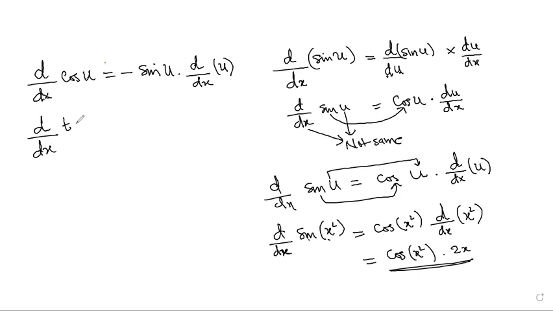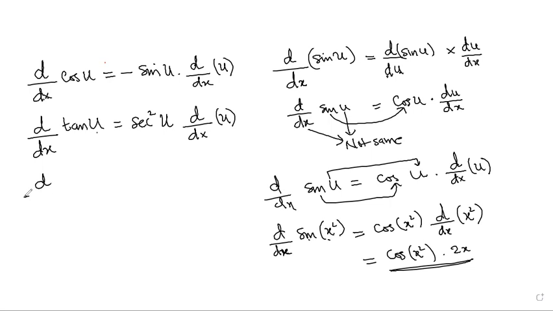Derivative of tan u. It will be sec square u. Tan will change to sec square, angle u. What happens to angle? Should I differentiate the angle, or angle should be kept same? Angle kept same, sir. Then d by dx, I must do the derivative of angle.